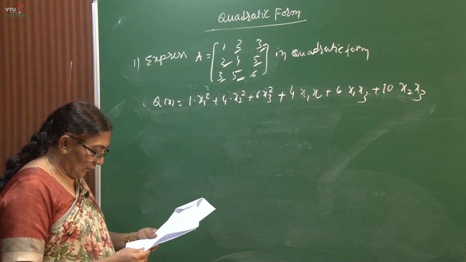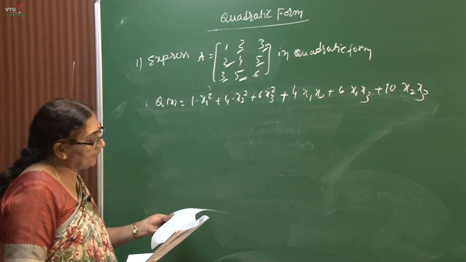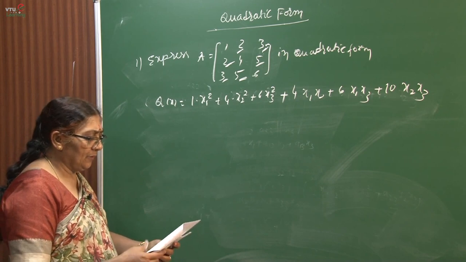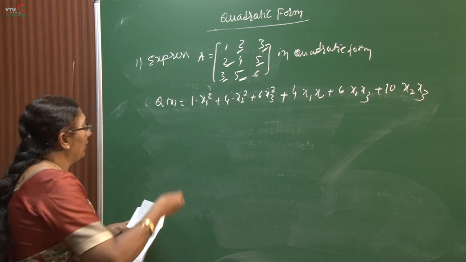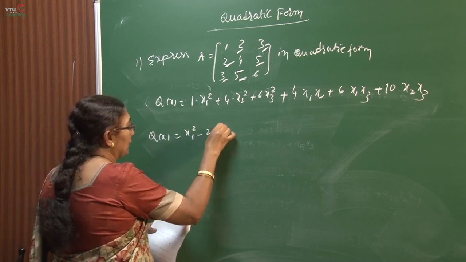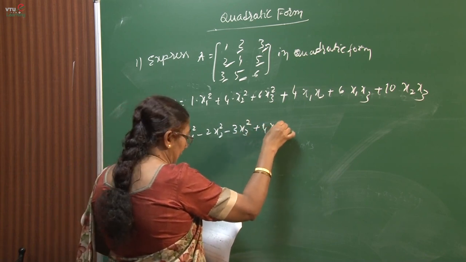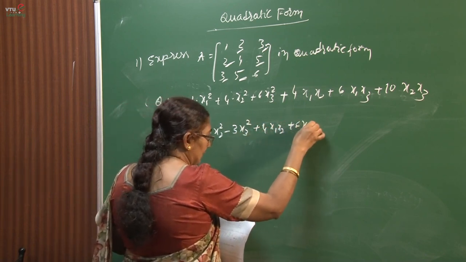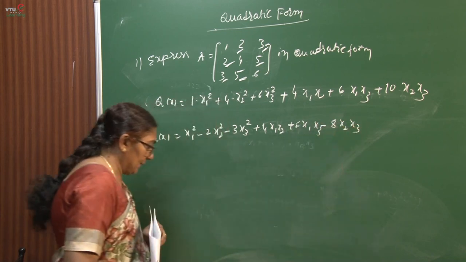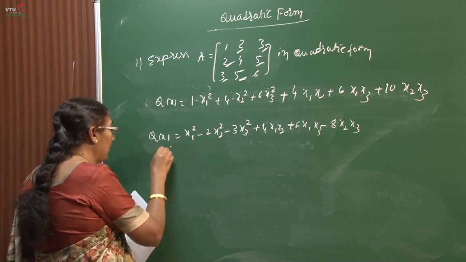Now, I am going to take one problem. How to express a quadratic form in the matrix form? Okay. Now I'm going to take one Q of x equals x1 square minus 2x2 square minus 3x3 square plus 4x1 x2 plus 6x1 x3 minus 8x2 x3. How to express this in the quadratic form? As the quadratic form is there, I have to express it in terms of the matrix.